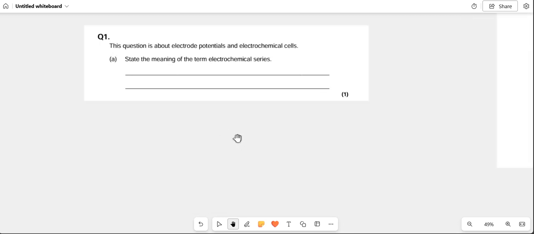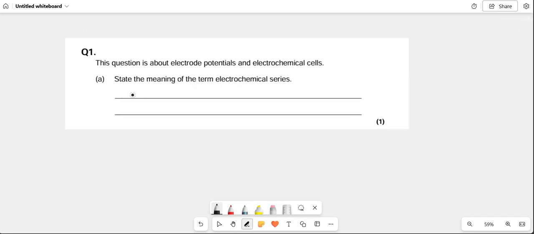It's all of electrochemical cells, the PMT sheet. It's pertinent then. So question 1A: state the meaning of electrochemical series.